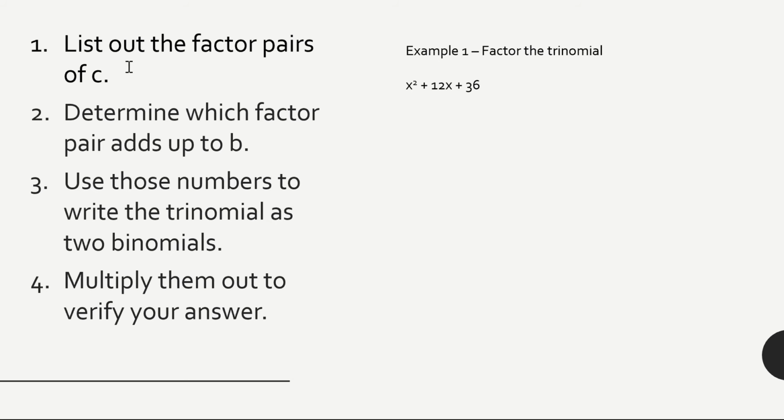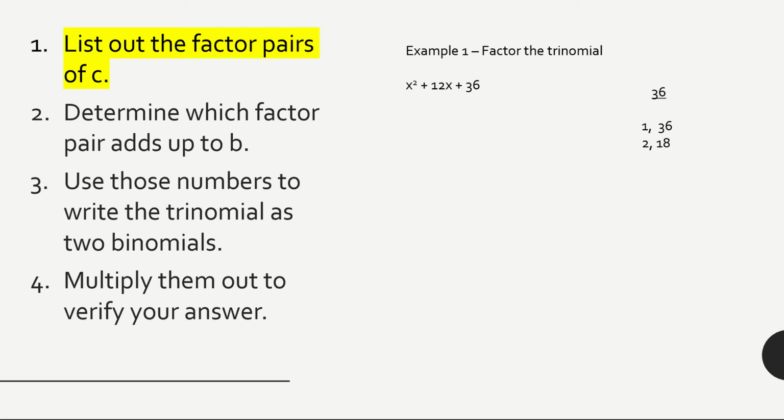The first thing that we have to do is list out the factor pairs of c. That's going to be the first step. So in this case, c is your constant. That's going to be 36, okay? So what we can do is write 36 and then think about all the numbers that divide 36. Well, 1 divides every number, so 1 and 36 would be a factor pair of 36, okay? Because 1 times 36 is 36.